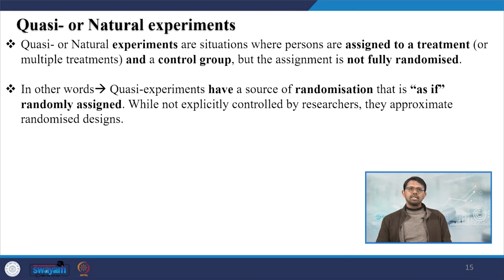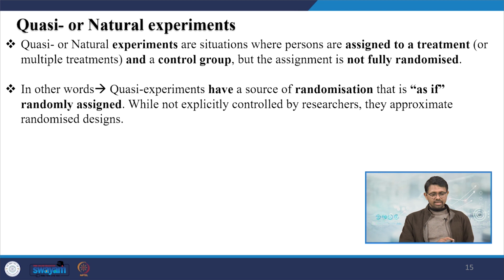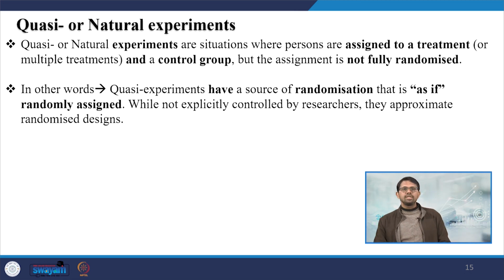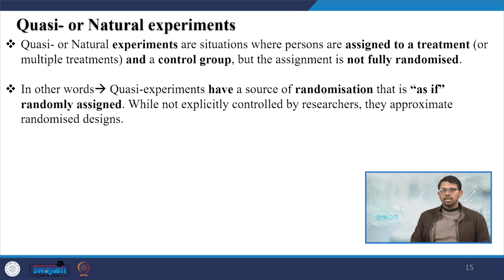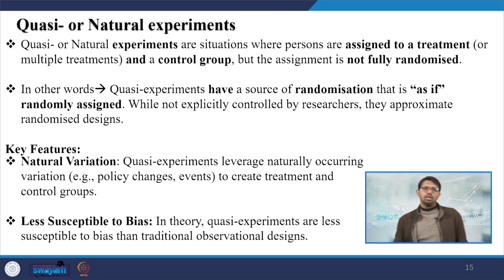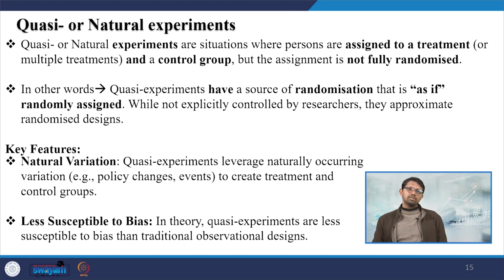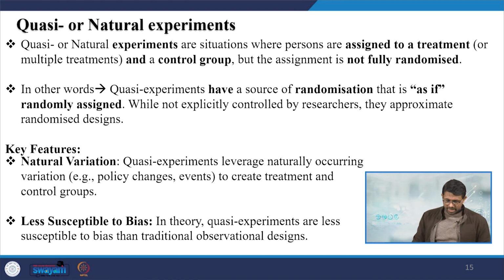Another important aspect is quasi or natural experiments, where persons are assigned to a treatment or multiple treatments and a control group, but the assignment is not fully randomized. In other words, quasi experiments have a source of randomization, that is, as if randomly assigned. While not explicitly controlled by researchers, they approximate randomized designs. Hence, they have features like natural variation and are less susceptible to bias.